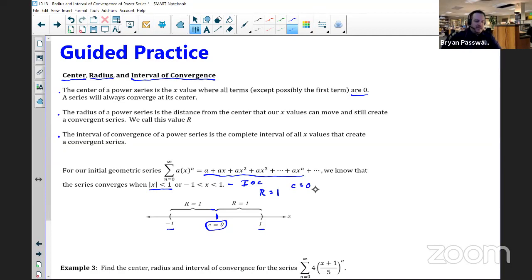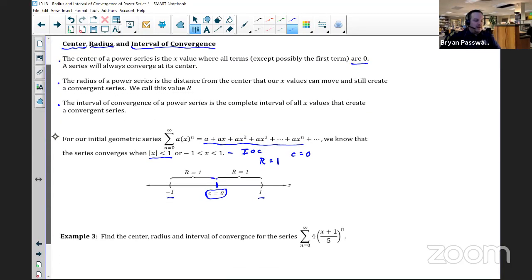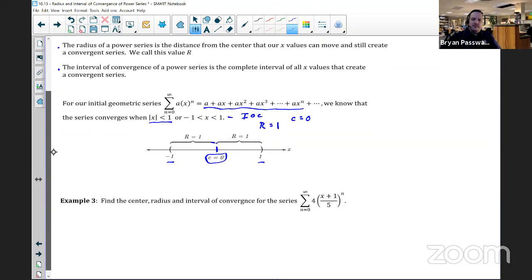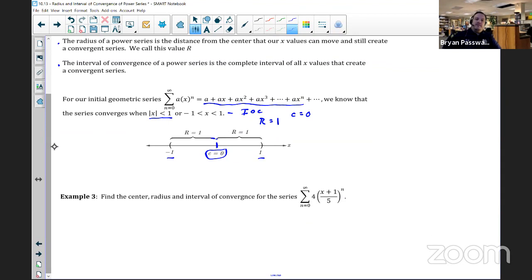That's kind of a quick example of a basic problem, but let's take a look at an example where it's not going to be quite as straightforward as that, but you're going to learn pretty quickly that finding these 3 ideas is actually pretty easy, and they're really well connected. So once you understand what one of them is, it will help you find the other one. So let's find the center, radius, and interval of convergence of this geometric series.